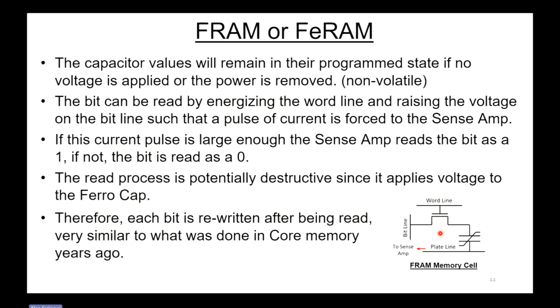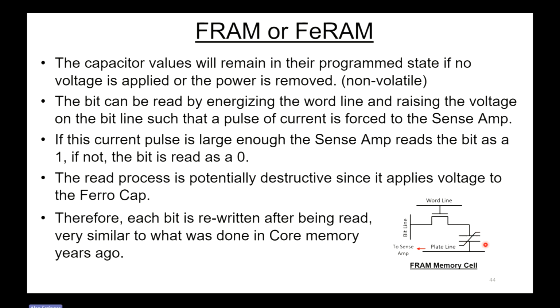So the bit can be read by energizing the word line here and then raising the voltage on the bit line, and that forces a current pulse through the cap to the sense amp. If the cap is a large cap, the current pulse is going to be bigger. If the cap is a small cap, you're going to get a small current pulse. So this current pulse can be read by the sense amp as either a 1 or a 0.